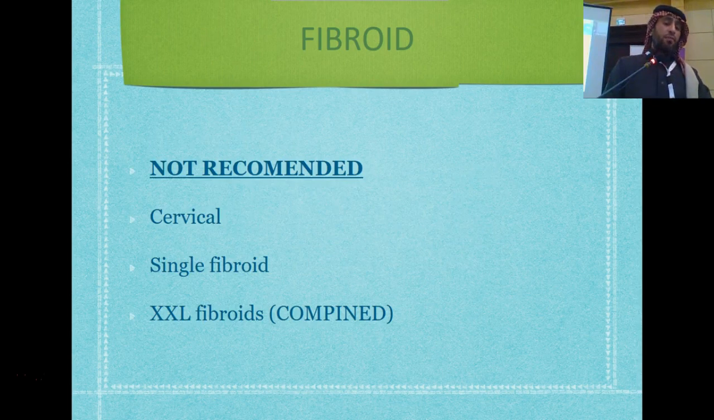What fibroid are we not recommending? Cervical fibroid. Cervical fibroid has its own niche, because it's not only the uterine artery supplying the cervix.